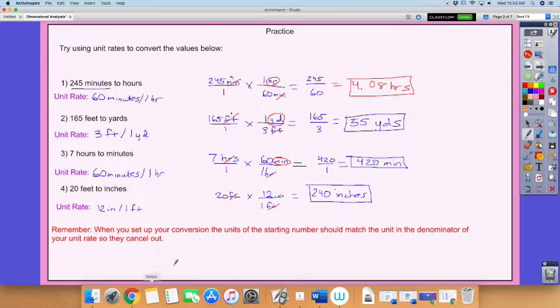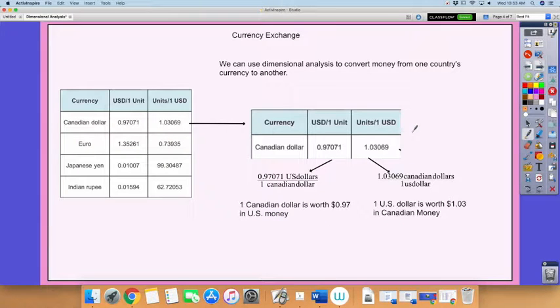So the key here to remember is when you set up your conversion, the units of the starting number should match the units in the denominator of your unit rate when they cancel out. So the units of the starting number, and we should add in here the numerator, should match the unit in the denominator. So hopefully that's making sense to you, because now we're going to apply this to currency exchange.